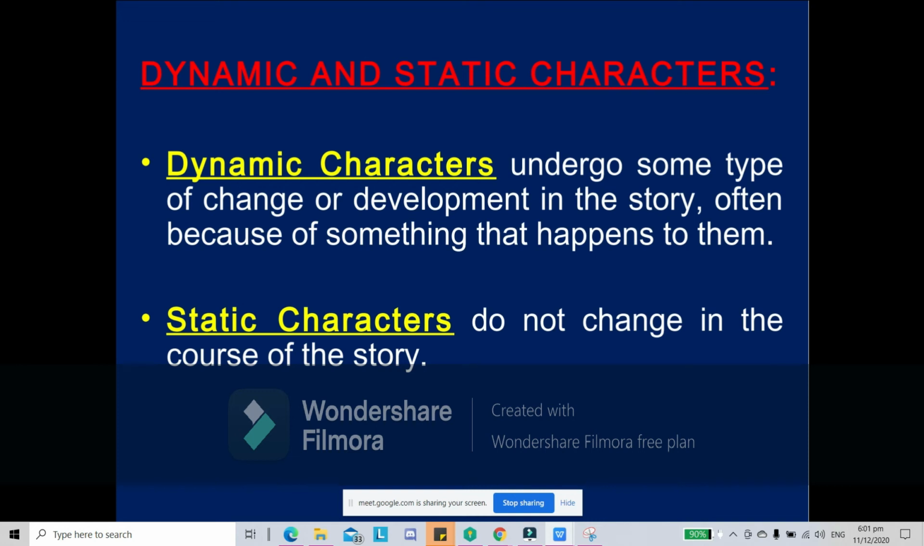Okay. Next is characterization. Characterization refers to the methods used by the writer to create his or her characters. So, what are the methods of characterization? Characters are revealed to us by means of the following techniques. For example, we can introduce our character in the exposition or the first part of the story, where we describe the physical appearance, no? Tall, slender.